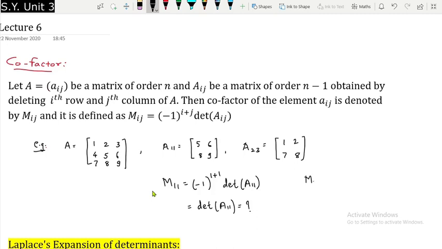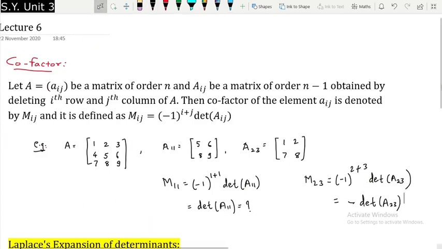What about M23? M23 will be -1 raised to 2 plus 3, determinant of A23. Now it is -1 raised to 5, so you are going to get a minus sign only. So it is minus times the determinant of A23. Simply find the determinant of A23, and that is going to give you the cofactor M23.